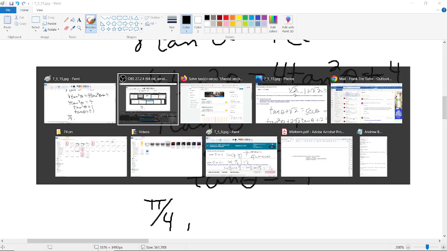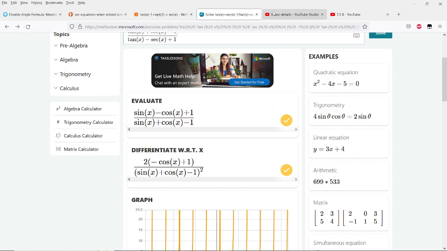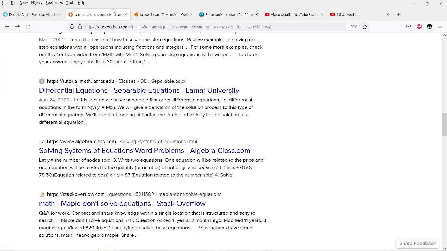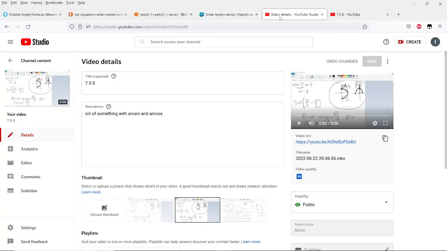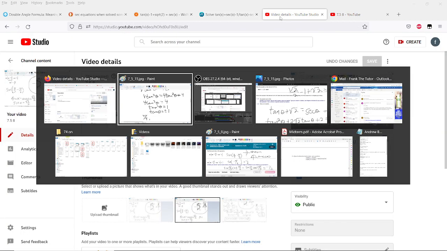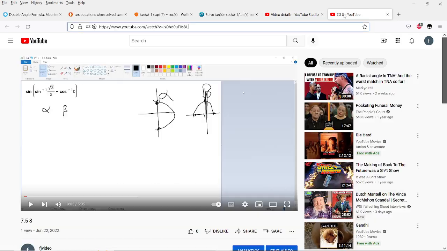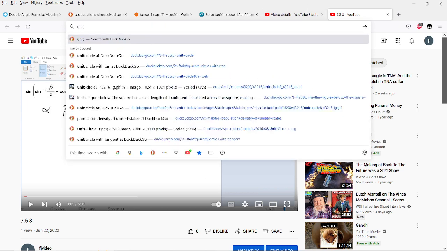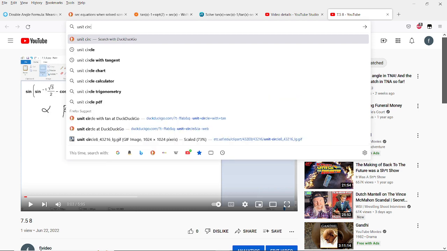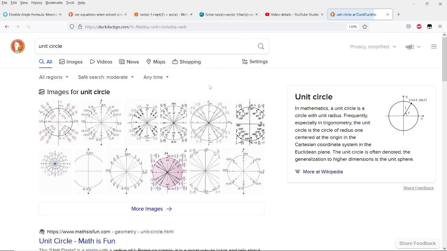And now I've forgotten them already, so let me find it. Where is my unit circle? I had a unit circle somewhere. What did I do with the unit circle? All right, let's try this. Unit circle. We have to get to the unit circle.